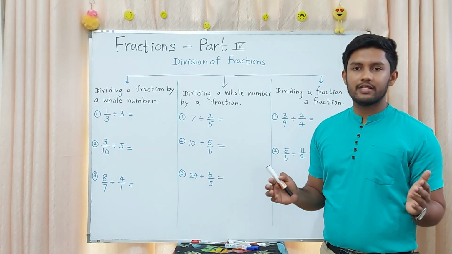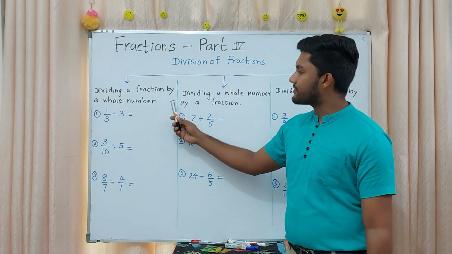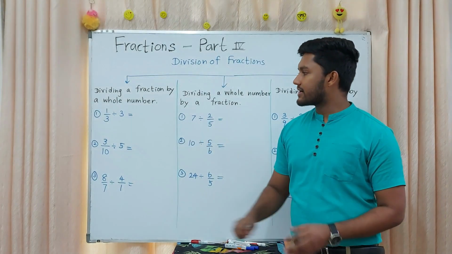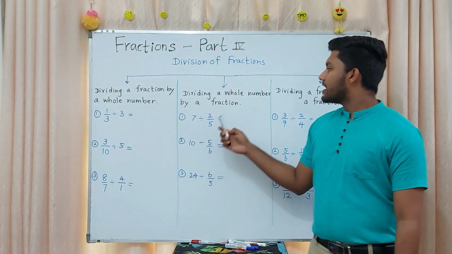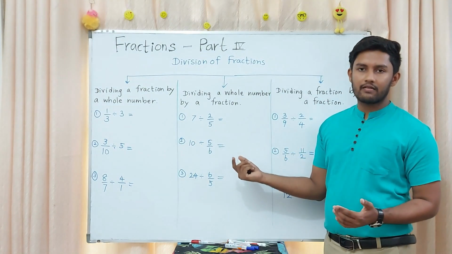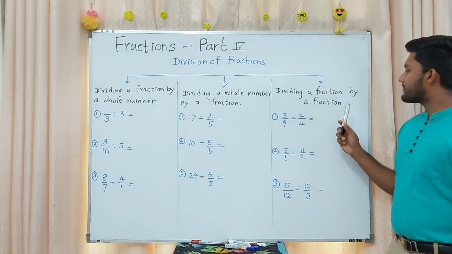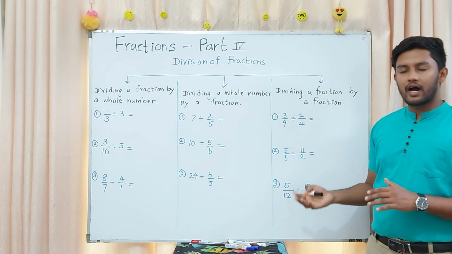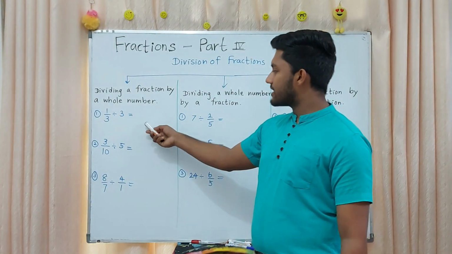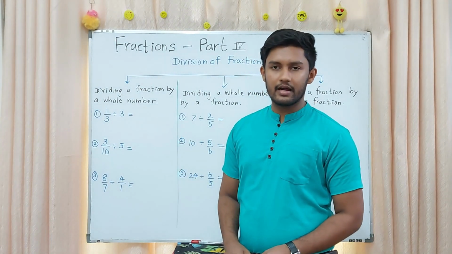This division can be done according to 3 steps. That means dividing a fraction by a whole number, dividing a whole number by a fraction, and dividing a fraction by a fraction. Then first of all we are learning about dividing a fraction by a whole number.